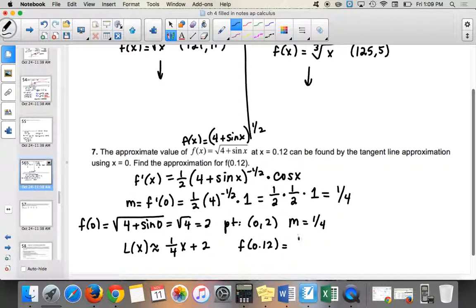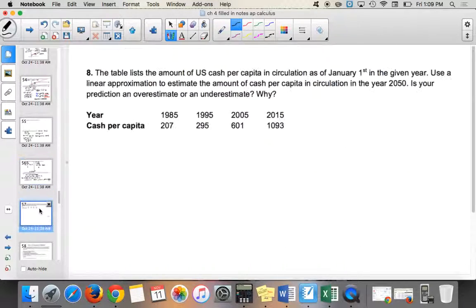So would you be able to find the approximation for f of 0.12? Sure. 1/4 of 0.12 plus 2. So it's 0.03 plus 2, which is 2.03. And that was on the non-calculator portion. Would you be able to do that? Sure. I think you probably can. And then sometimes you might see these as well, like little tables, but we'll skip it. It's fine.